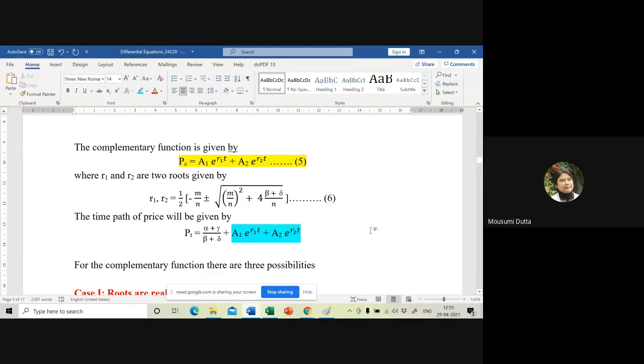Okay, so this is the matter. For monotonic versus oscillatory, you have to look at whether the roots are real or complex. For convergence, you need both R1 and R2 to be negative. For all other possibilities, the time path will be divergent. Okay.